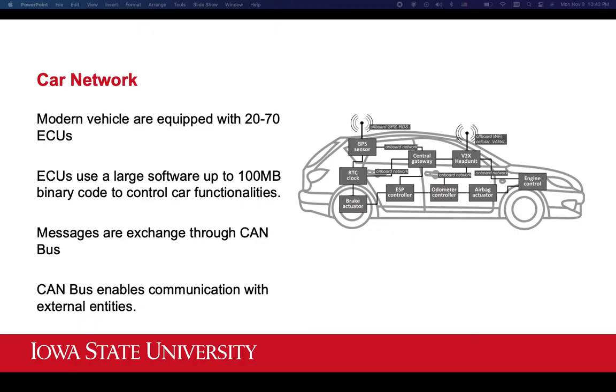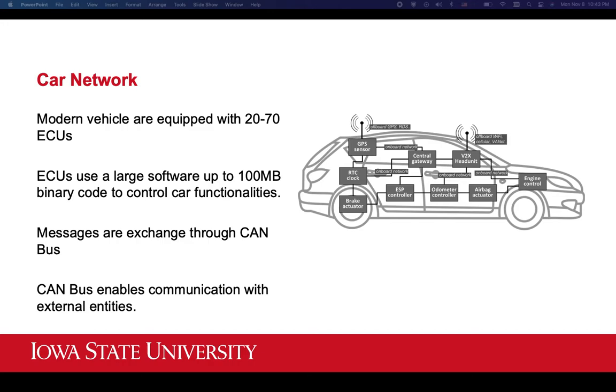So let's begin. Modern vehicles are equipped with a number of ECUs that can range from 20 to 70 ECUs, and it can reach up to 100 or 110 ECUs, depending on the car models and the car manufacturers. As we can see on the right, we have a vehicle that depicts how ECUs with actuators and sensors are wired together using the CAN bus.